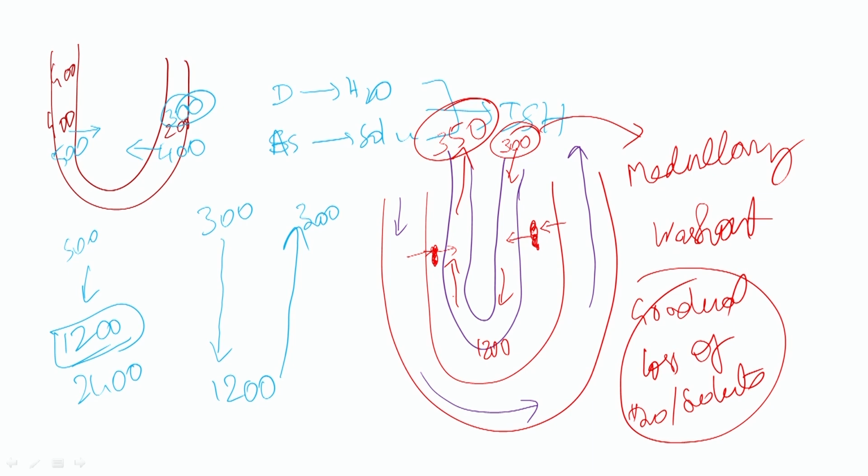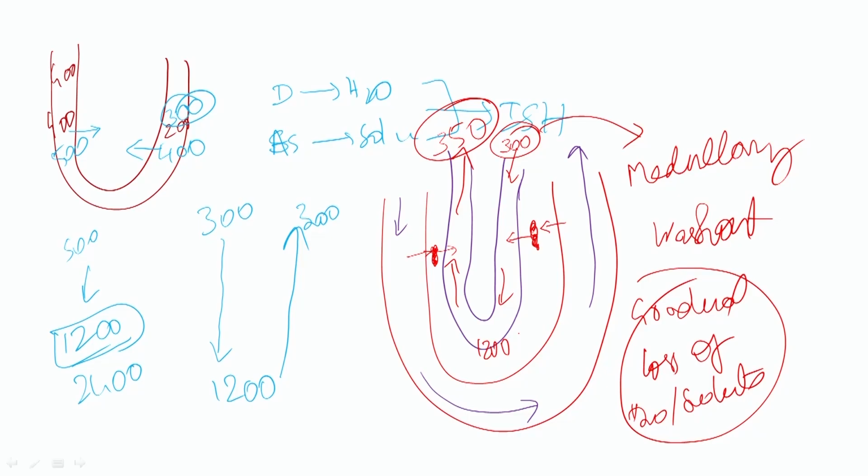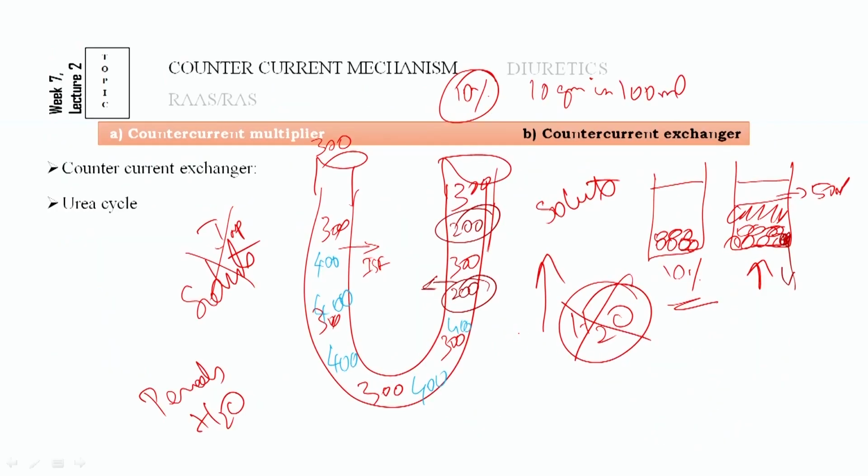That means only 50 milliosmoles, which includes the solutes as well as the water, is removed from the medullary region, but not to a greater extent. So this is called medullary washout. This mechanism is called the countercurrent exchanger mechanism. First we saw the multiplier, how 300 becomes 1200. Repeatedly it goes from 300 to 400, 400 to 500, 500 to 600, like that it reaches 1200, and then it becomes the countercurrent exchanger.